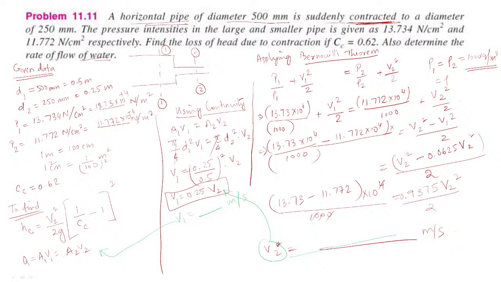Now the other core part is the loss of head due to contraction. This is the formula. Here you know the V2 from this equation. When you solve it, you obtain V2. g is a constant, the C value is given, and finally you get your answer here also, right? Clear?